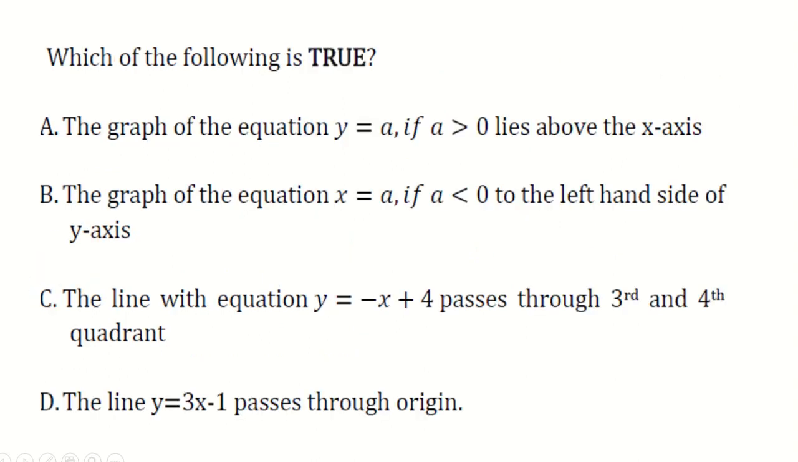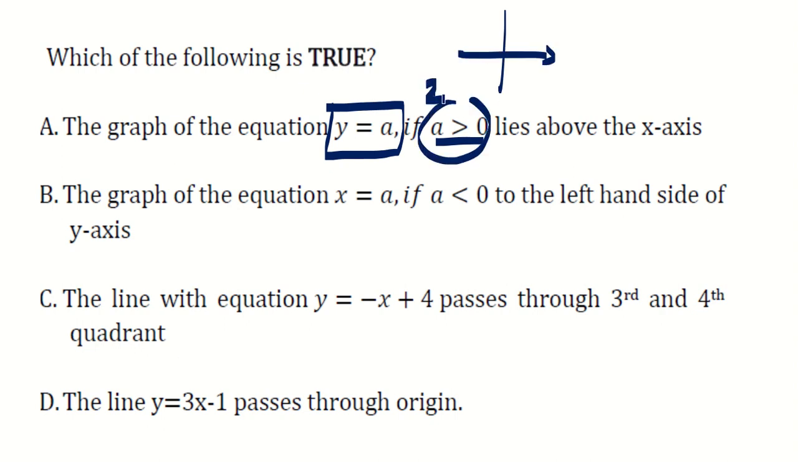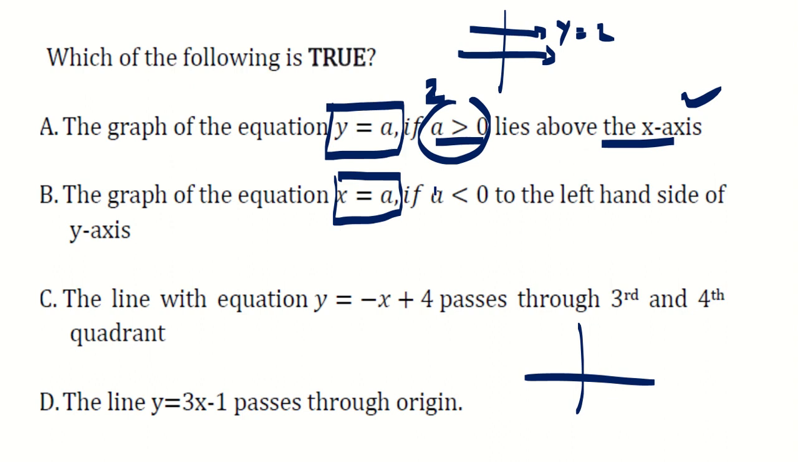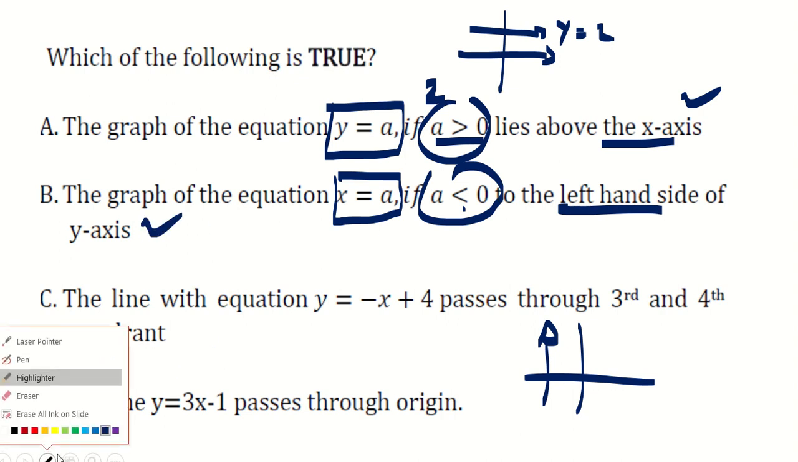The next question, which of the following is true? The graph of y is equal to a is a horizontal line, but a is greater than 0. Which kind of number? Like 2. If it is 2, the line is found above the x-axis. y is equal to 2, so above the x-axis, true. The graph of x is equal to a, again, is a vertical line, but a is less than 0, meaning a negative number. So the line is a vertical line found to the left hand side of the y-axis. True. You need to visualize how the question is going.